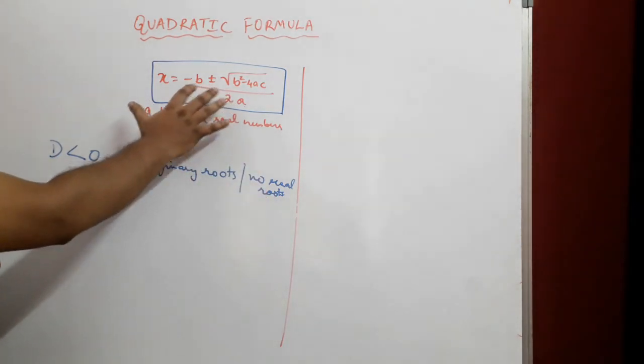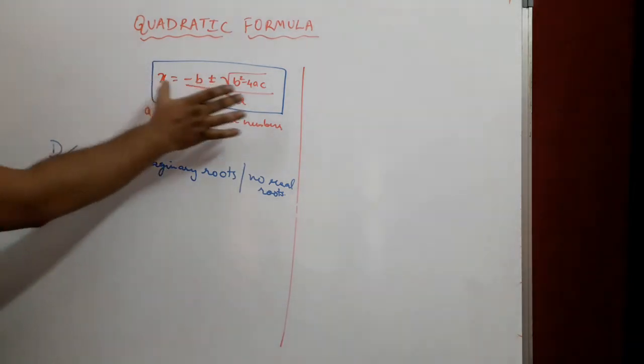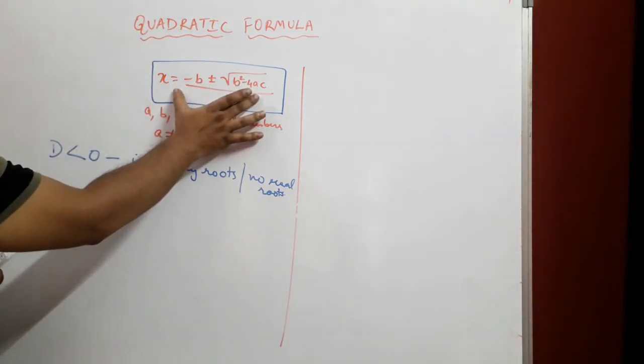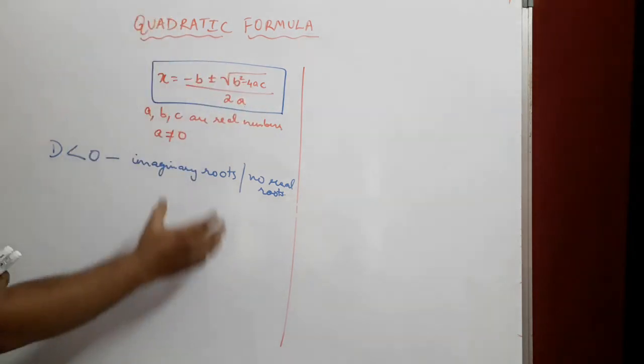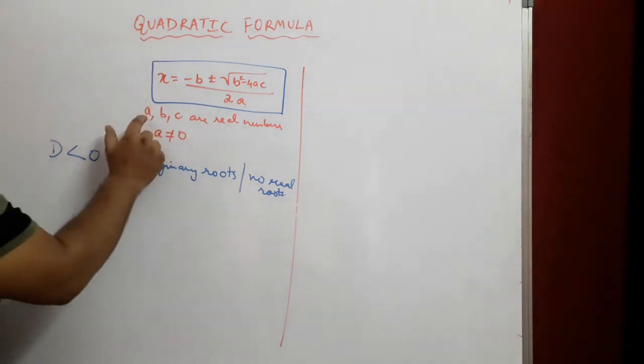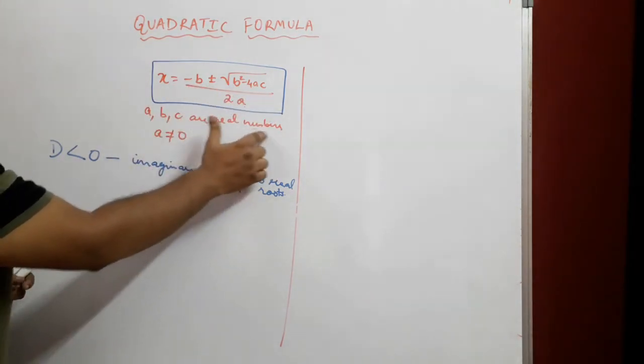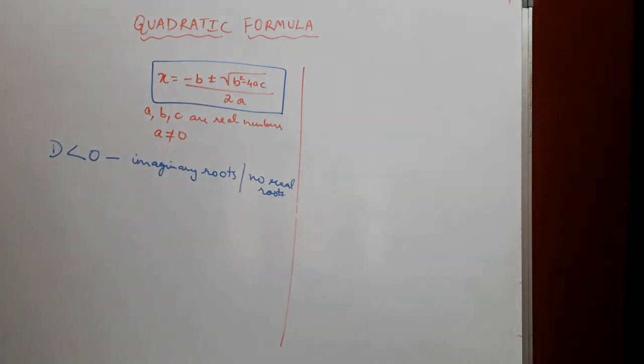We do not go to solve using the quadratic formula, because remember, quadratic formula is used only where you can get real roots, real numbers roots. Because even here it uses real numbers. A, B, C are real numbers, it says. But we'll take an example to find out in which cases we get d is less than 0.